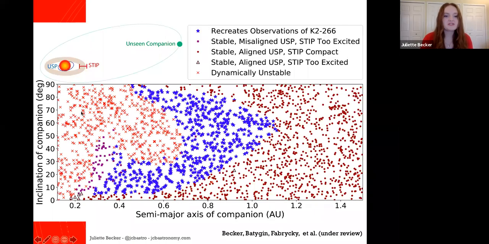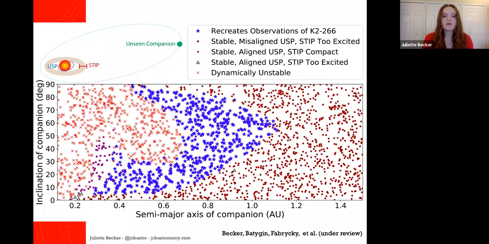So all of those companions can be excluded because if they existed in the system, then we wouldn't see the inner system. The planets would have collided or something else would have happened that would have destabilized it. In contrast, at larger semi-major axes, you can see in brown, the companions that are too distant do not cause the ultra-short period planet to decouple from the STIP, and all of the planets remain in the same plane. So that also doesn't work.